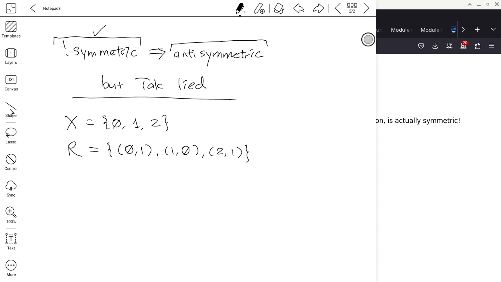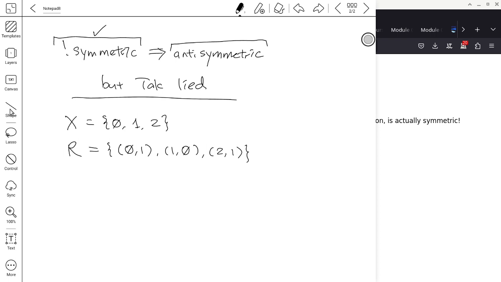Choose E to be 0, F to be 1. Then E R F is good, right, because 0, 1 is here. F R E is good too because we have 1, 0 here. And yet 0 and 1 are not the same. So that means it is not anti-symmetric. This is the counterexample to show that my earlier claim, that not being symmetric automatically implies anti-symmetry, is not true, because I just found a counterexample to that. Are we doing okay so far? Okay. So this really goes back to the definitions of all of those qualities of a relation.